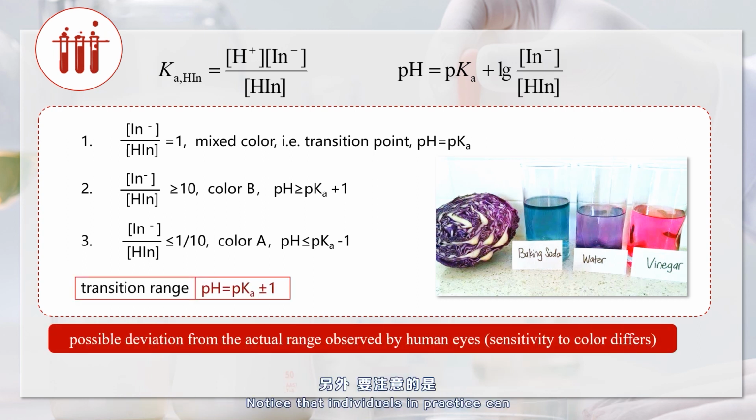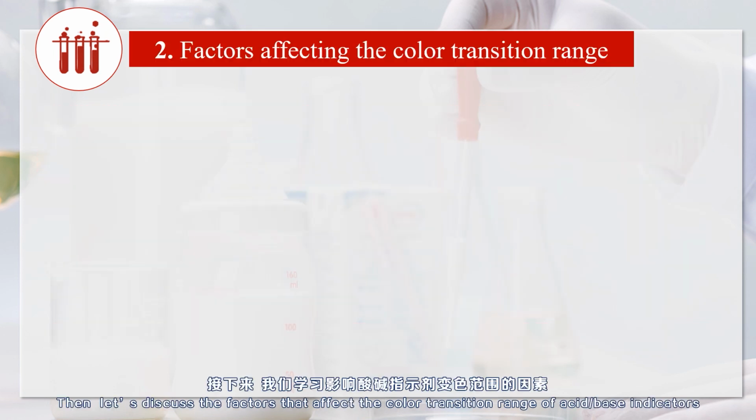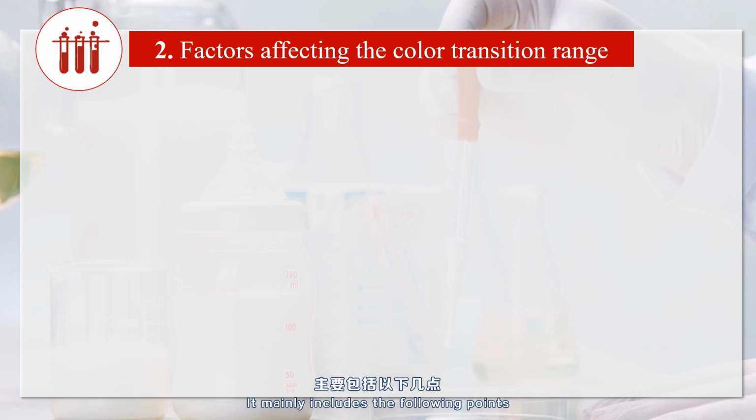Notice that in practice, individuals can differ significantly in their ability to distinguish between colors. Therefore, the theoretical transition range may deviate from the actual range observed by human eyes. Then let's discuss the factors that affect the color transition range of acid-base indicators. It mainly includes the following points.